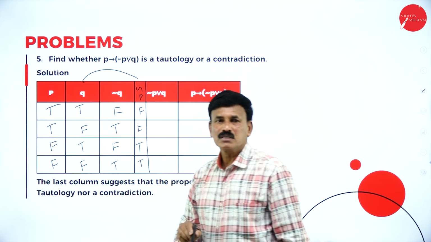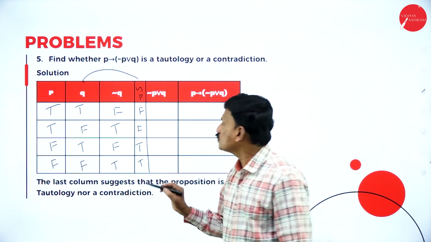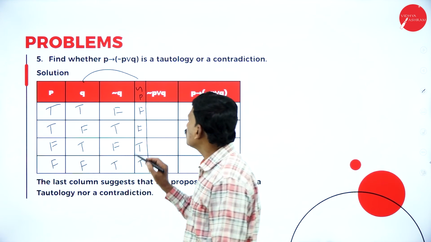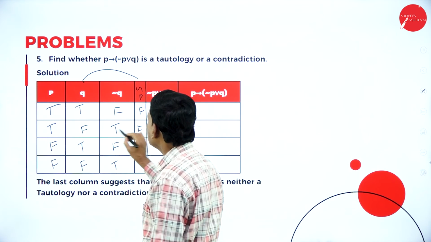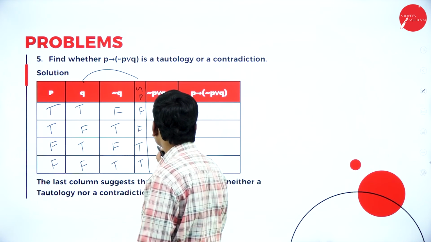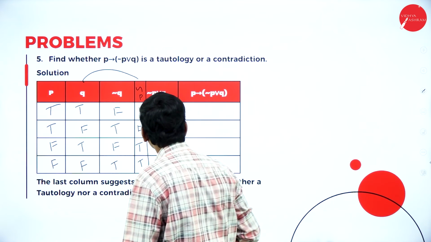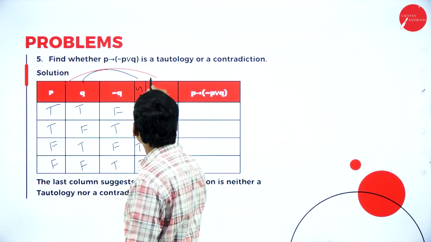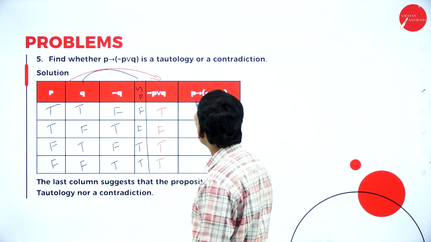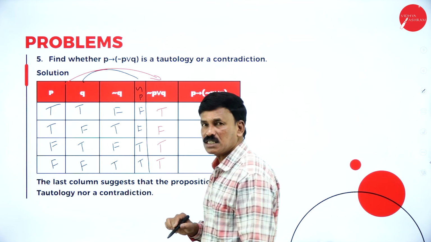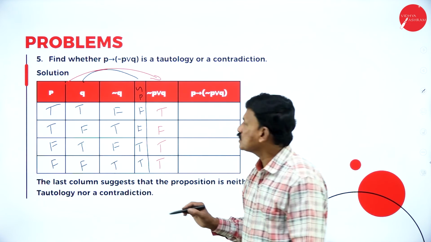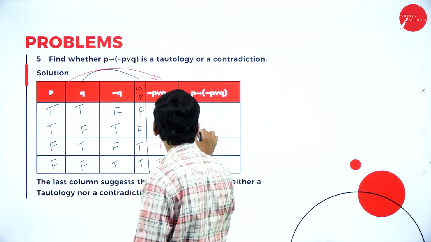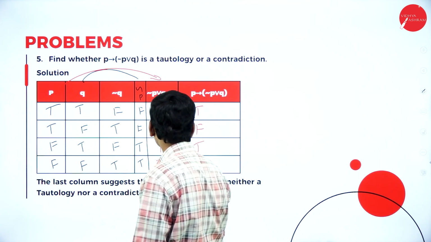Disjunction means false and false is false, in all other cases it is true. So F and T is T, F and F is F, T and T is T, and T and F is also true. Now the last one is the conditional between P and this, P conditional to negation of P disjunction Q. Conditional means true and false is false, in all other cases it is true. True and true is true. True and false is false. False and true is true. False and true is also true.